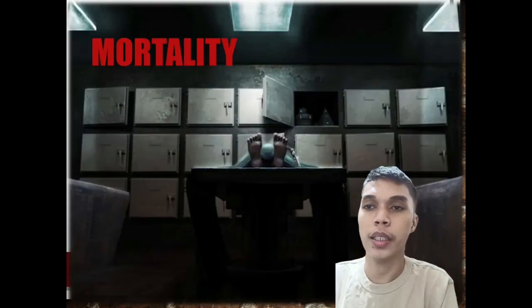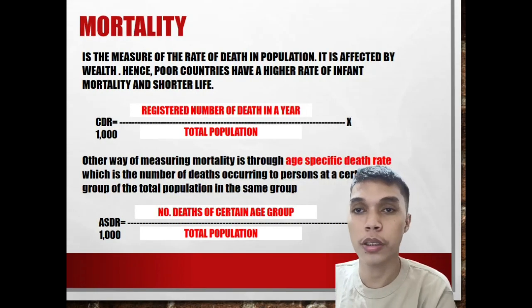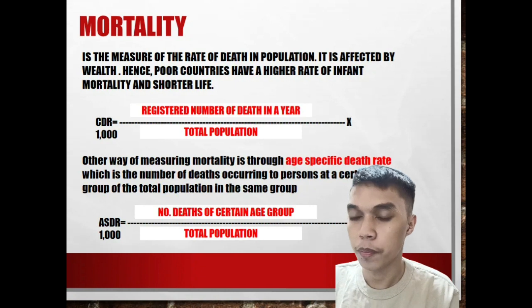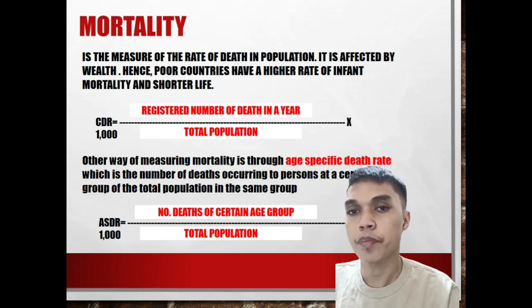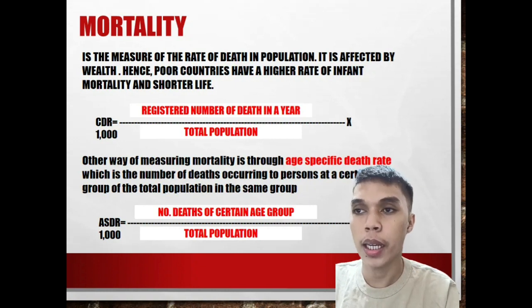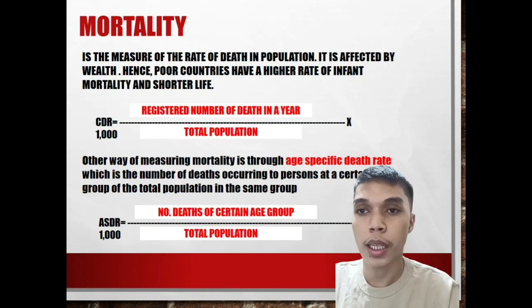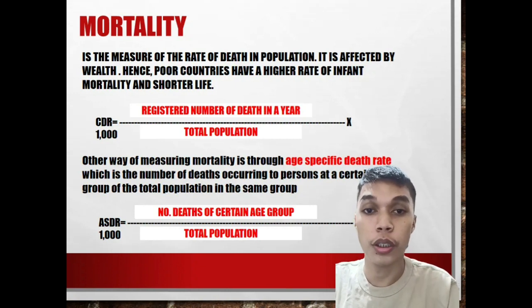Next, we have mortality. Mortality is the measure of the rate of death in a population. It is affected by wealth. Hence, poor countries have a higher rate of infant mortality and shorter life spans. As you can see in real life situations, those in the lower sector have higher fertility, but their mortality is also high compared to the wealthy ones. It is because the lower sector can't afford or sustain the food or the needs of their family. That's why they live shorter lives than the wealthy ones.